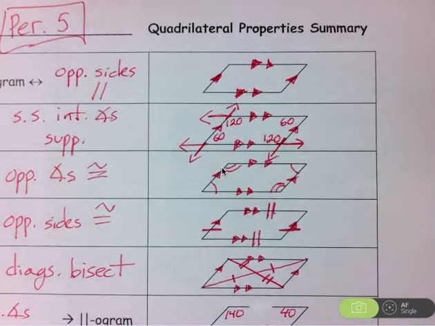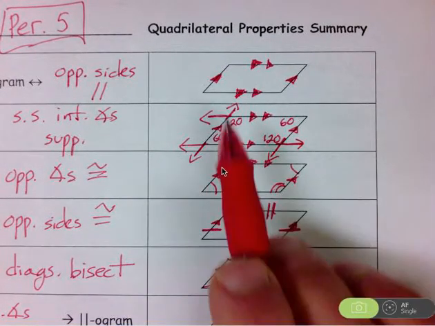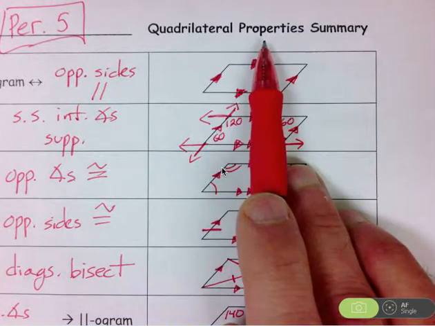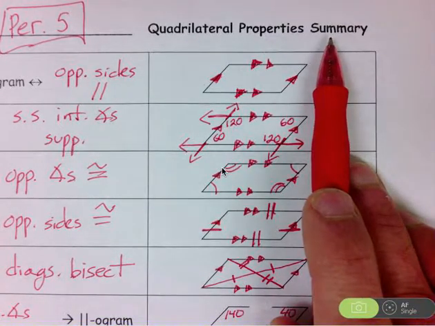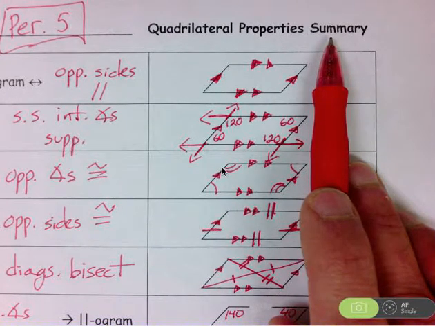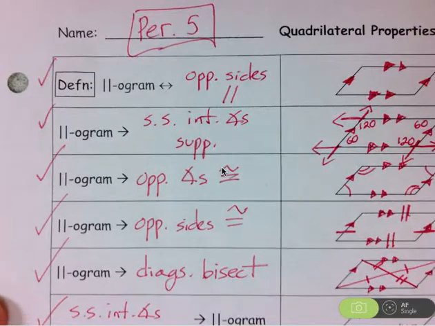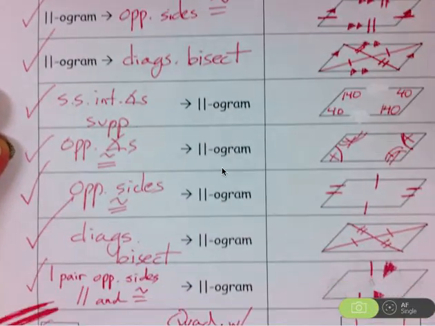Let's add some properties to our quadrilateral properties summary. We're going to look specifically at rhombus properties today. So again, the handout that you want at the top says quadrilateral properties summary. And on this, we've already summarized all of our parallelogram properties. Here they are, lots of parallelogram properties.